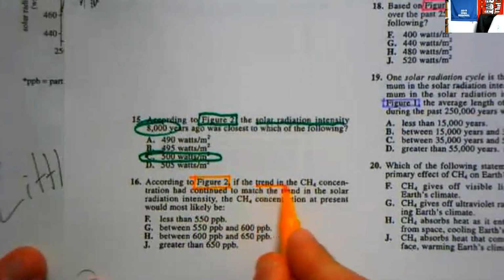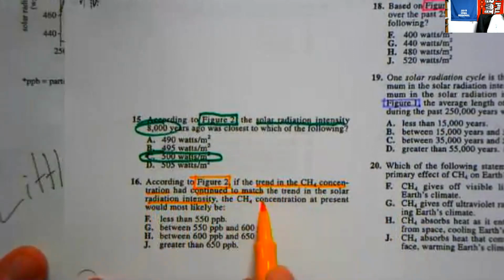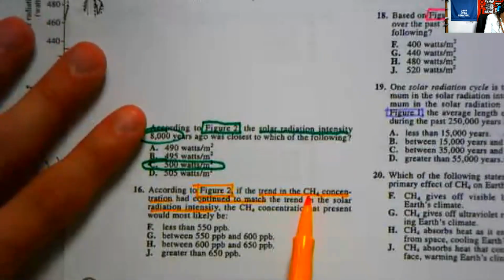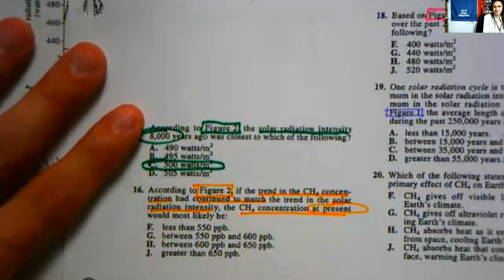If the trend in the CH4 concentration had continued to match the trend in solar radiation intensity. Okay, if CH4 had continued to match solar radiation intensity, what would CH4 at present be? Well, at present, that's kind of a tricky number. That's 0 years ago.